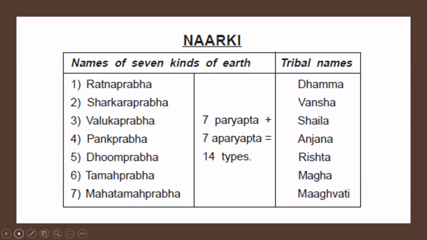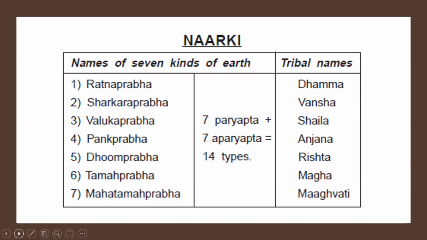Now the Jeevs that are living in the 7 Narkavas have got some names. All the Narki Jeevs that are living in the Ratna Prabha Bhumi are known as Dhamma. That is the name of the Jeevs. The Narki Jeevs in the Sarkara Prabha Bhumi are known as Vansha. In Valuka Prabha, they are known as Shaila. In Panka Prabha, they are known as Anjan. In Dhum Prabha, they are known as Risht. In Tama Prabha, they are known as Maga. And in Mahatama, the last Narak, they are known as Magvati.